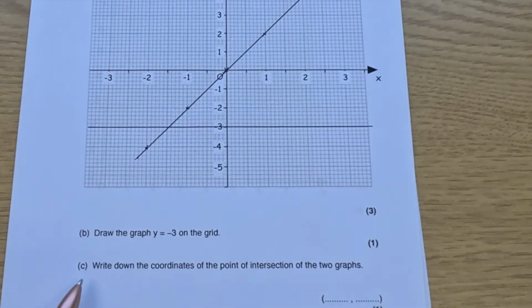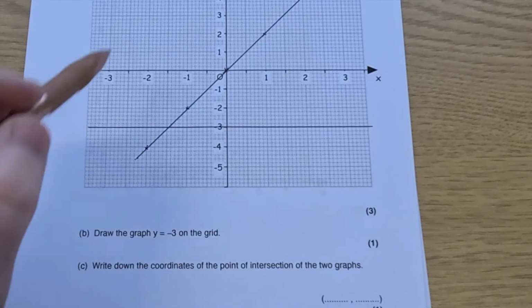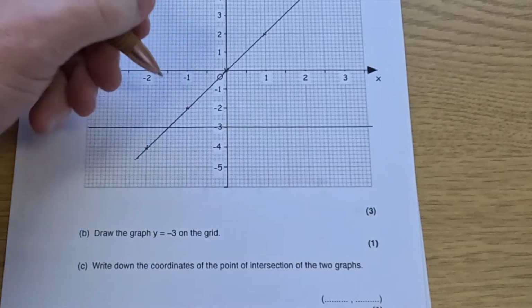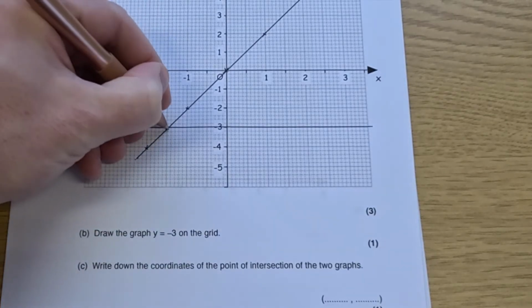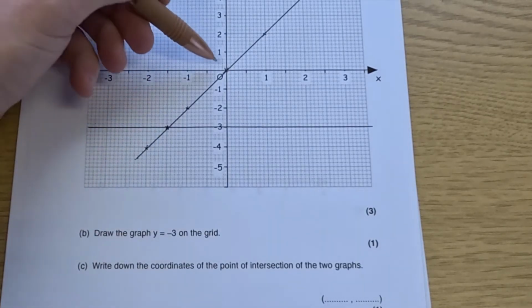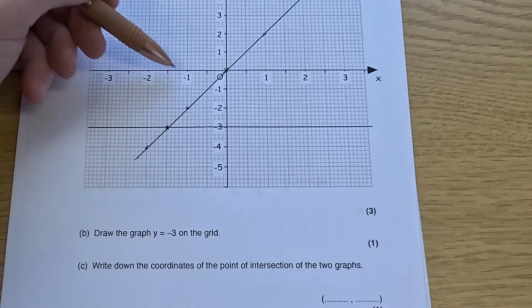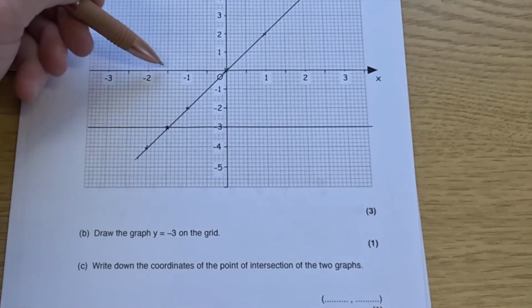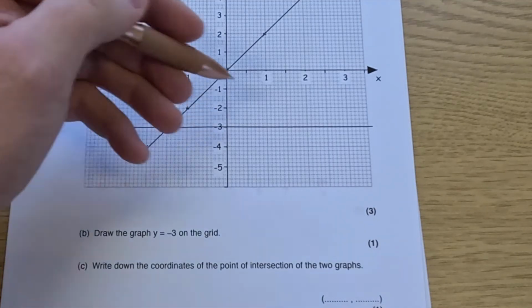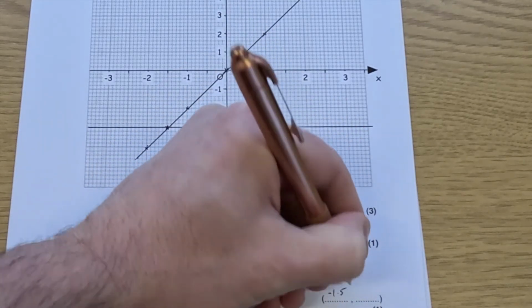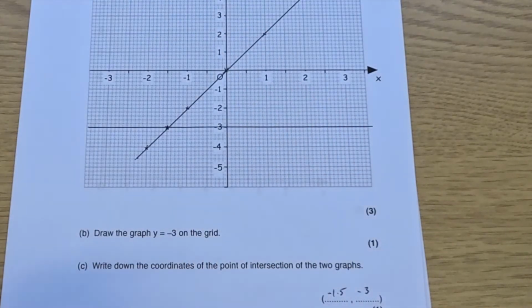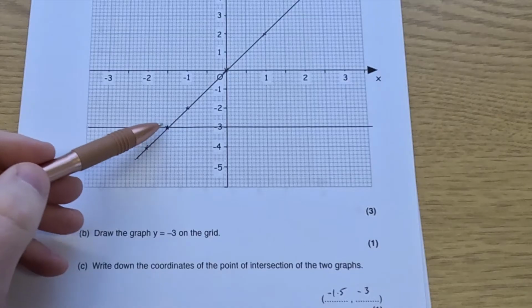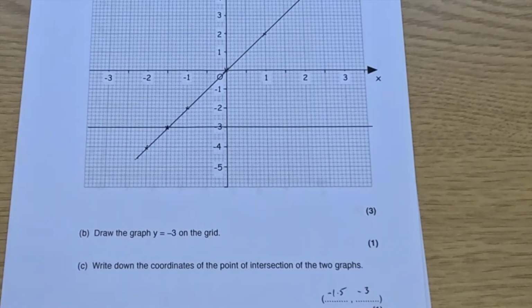And then part C says write down the coordinates of the point of intersection of the two graphs. So we've got this line, and as you can see, they intersect here. This point is at x equals negative 1.5, in between negative 1 and negative 2. So negative 1.5, negative 3. That's the coordinates of the point of intersection, and that's it.